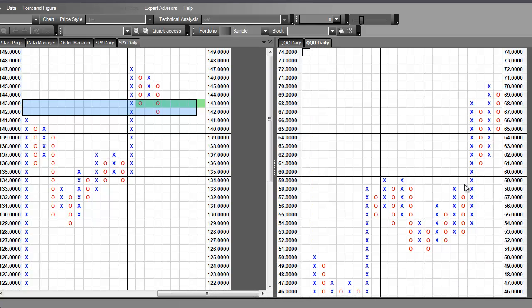And the Cubes, not much to add here. We're in this downtrend. Let's see what lies ahead.